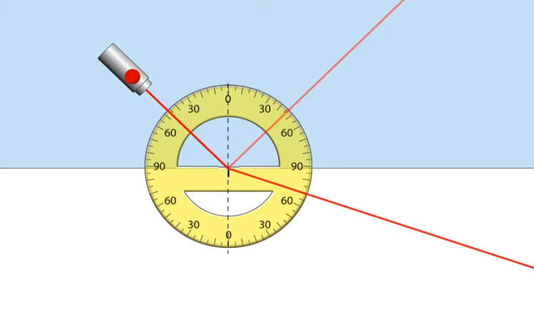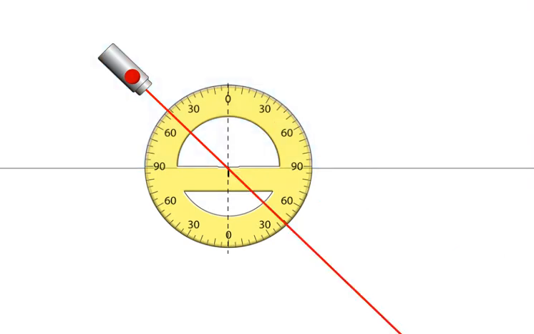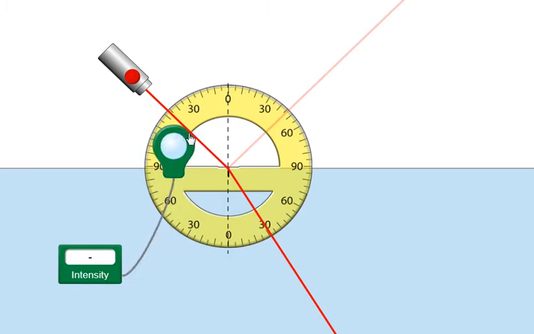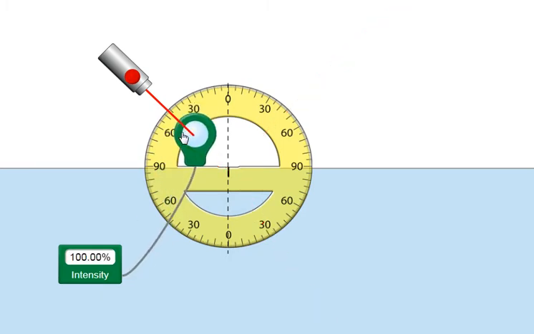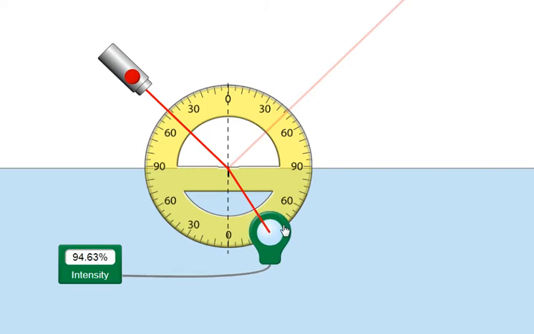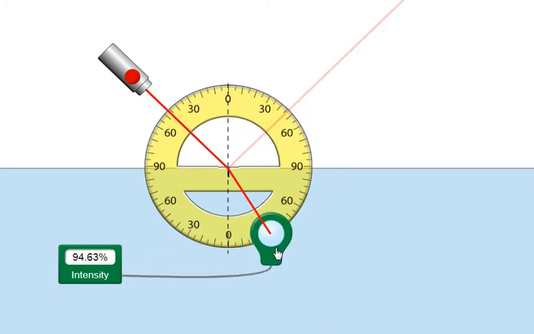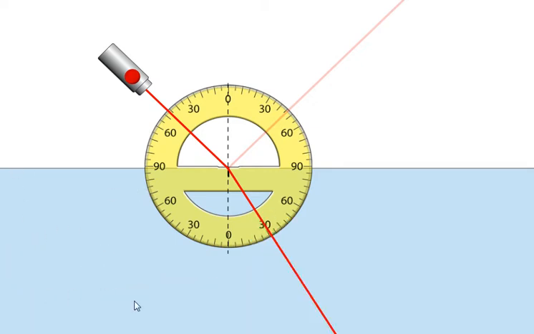Let us again see some of the phenomena here. We can also see intensity. Let's see the intensity. 100% intensity is the incident light. Refracted light has only 94 intensity. What about the remaining? It is here. 5.37 intensity is reflecting there, and almost 95% of the intensity is refracting here. So this is about intensity.